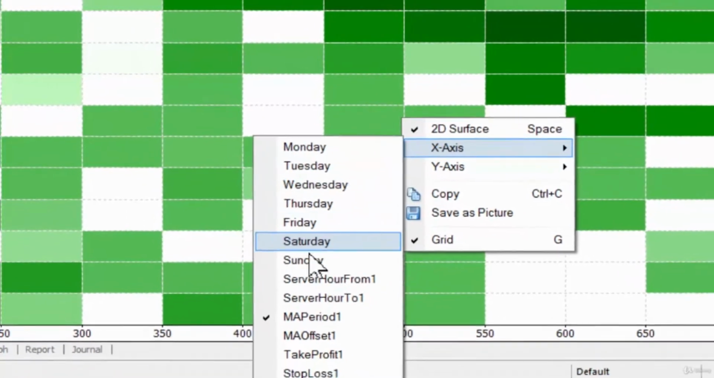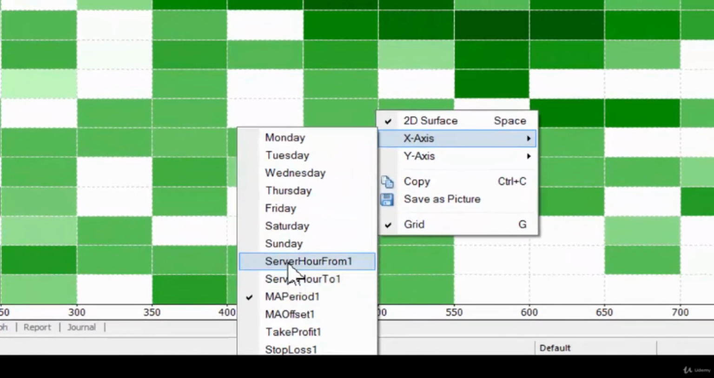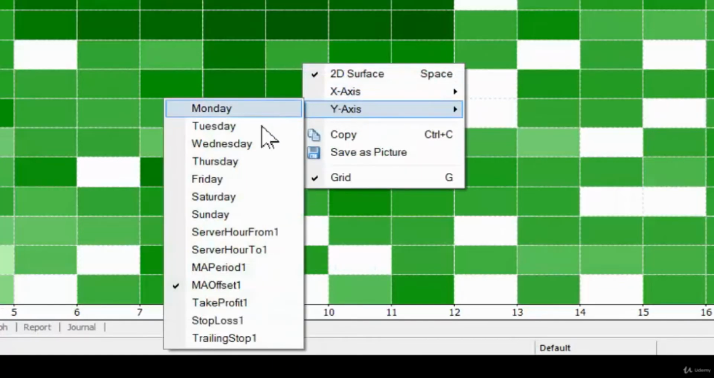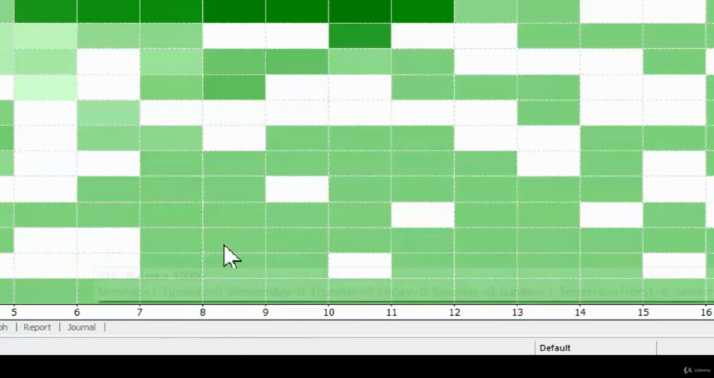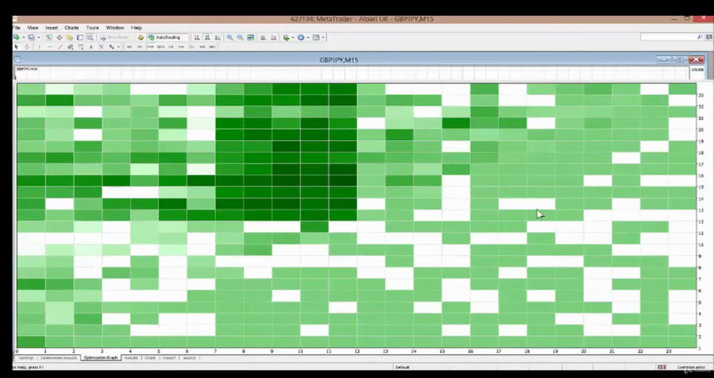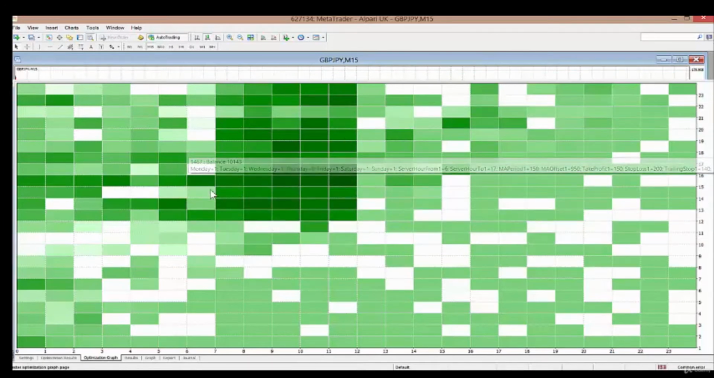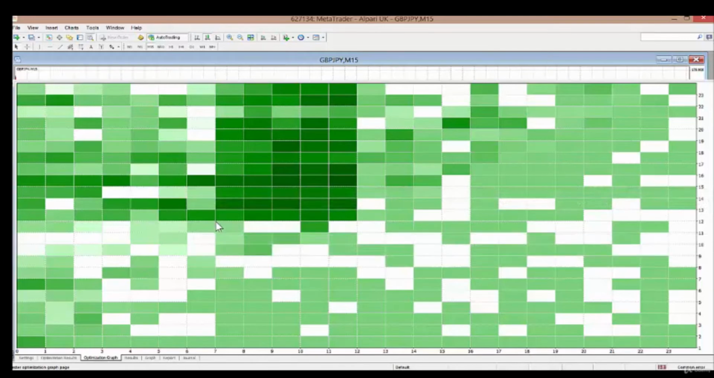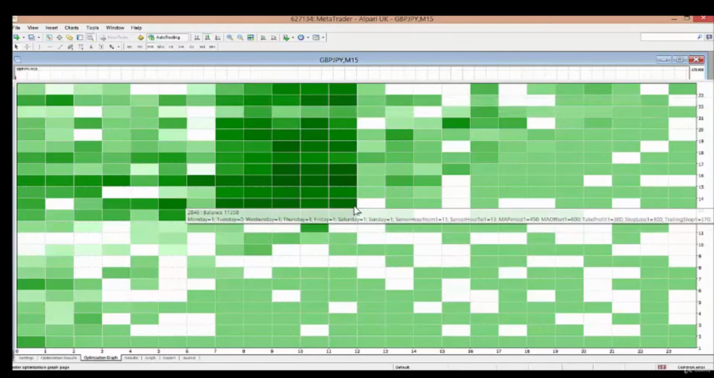It's basically saying, let's do the server hour from and the server hour to. All right, now we're starting to get some really interesting information. This is clearly saying that block is the most profitable time to trade the moving average crossover system. And when you use that block, you've got to trade after 7 o'clock in the morning, and if you trade past 11 or 12 o'clock, you are wasting your time.